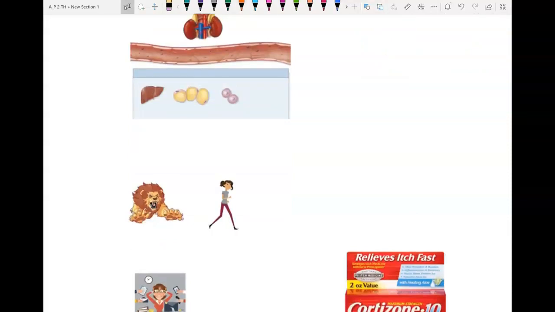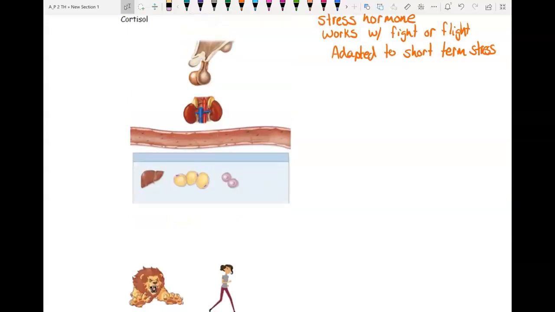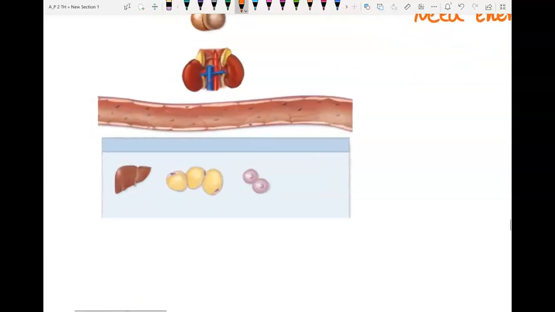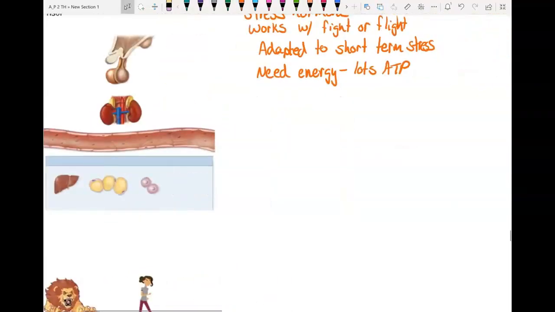If a lion is chasing you, that's stress. After a couple of minutes, you have either gotten away and you're safe, or the lion caught you and you're dead. Either way, the stress is over. When you have this immediate response to stress, you need energy. So you need your cells to make lots of ATP, because you have to run away from this lion, or maybe you're going to turn around and fight the lion. Either way, you need lots of ATP. So to make lots of ATP, you need lots of blood nutrients.